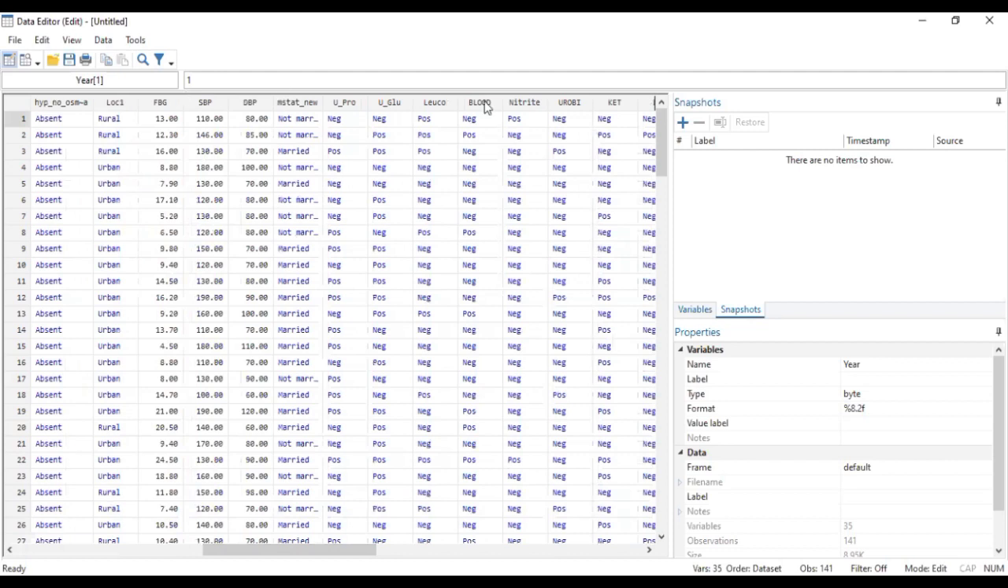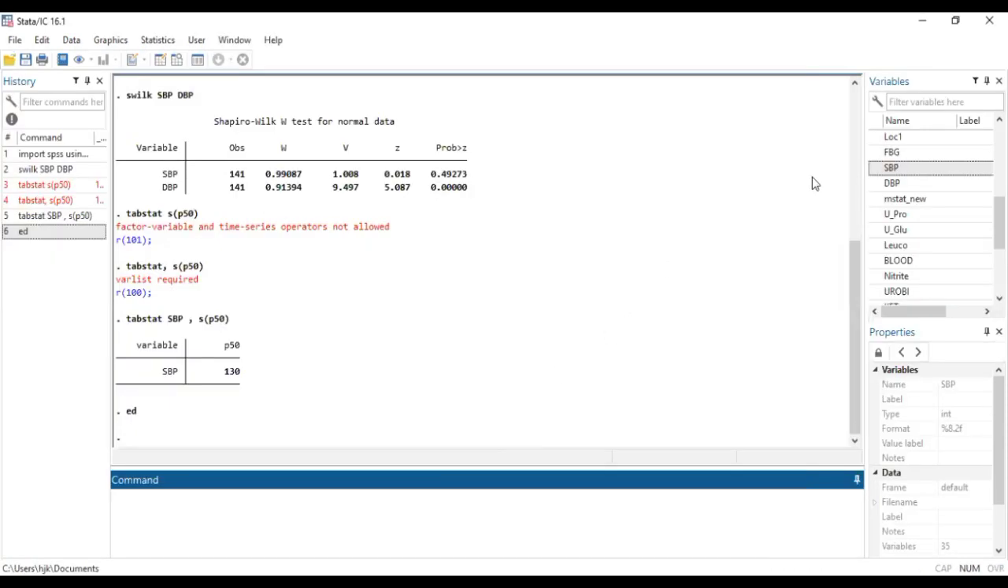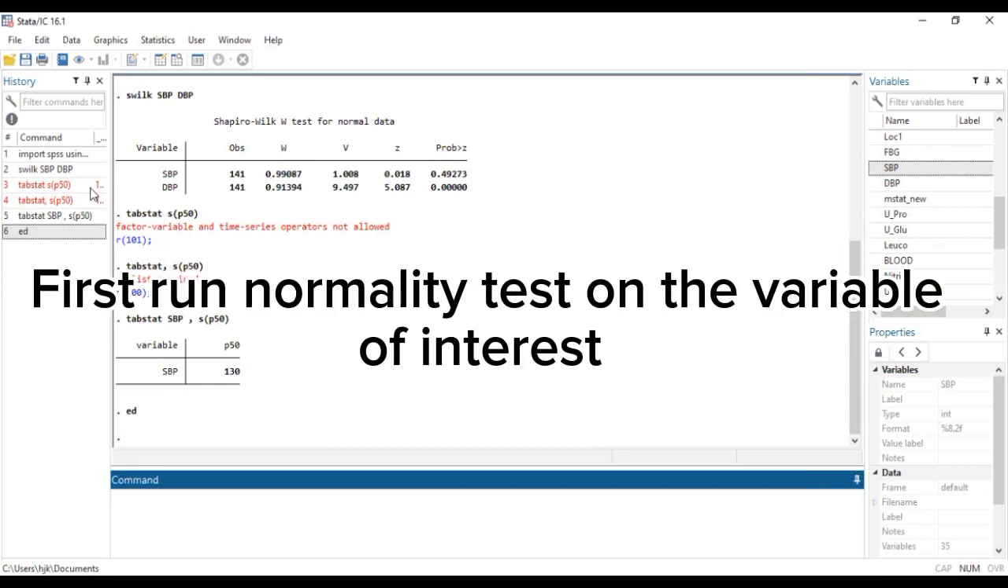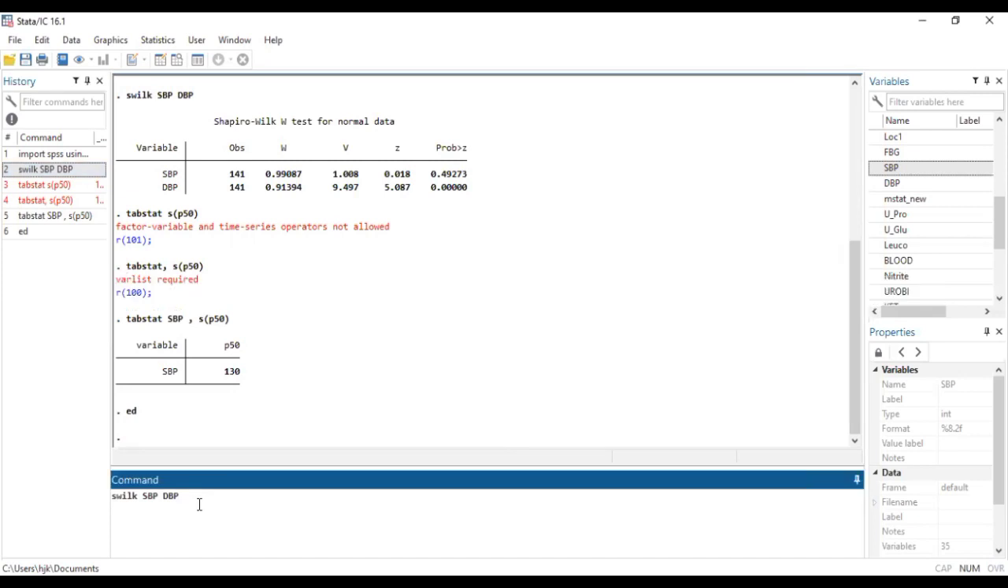So for one sample t-test, you need to use a continuous variable. So we are selecting SBP, which is systolic blood pressure, and then diastolic blood pressure. The first thing we have to do is to check if they are normally distributed. That will inform us as to whether we should go ahead with comparing the mean with a specified hypothesized mean or comparing the median to a hypothesized median.